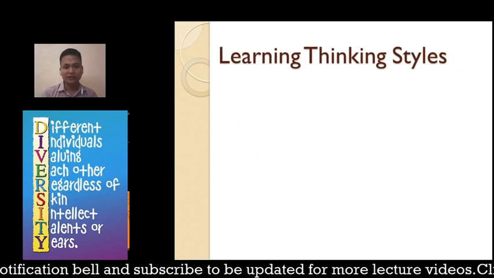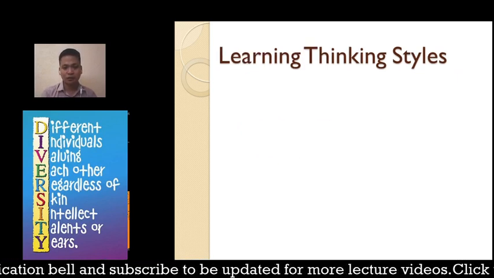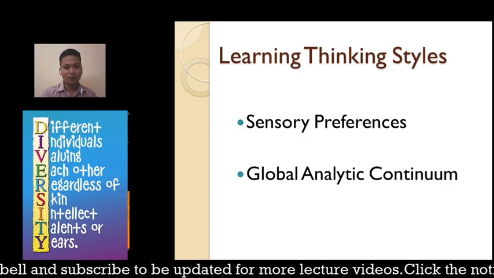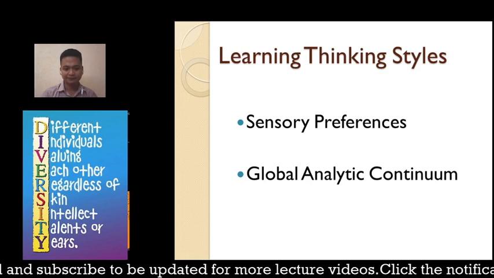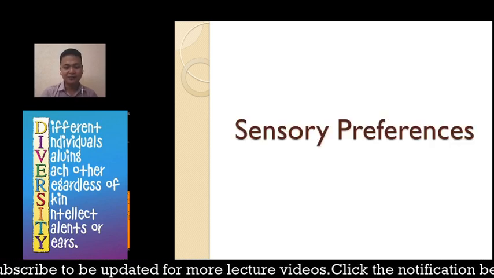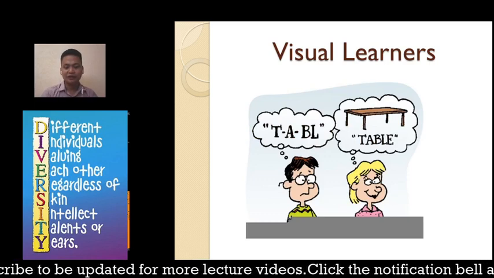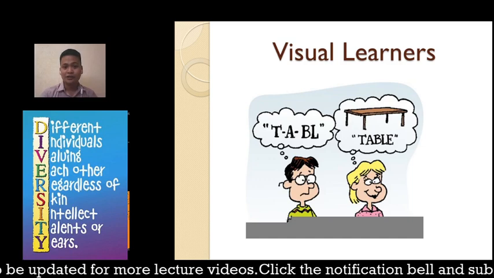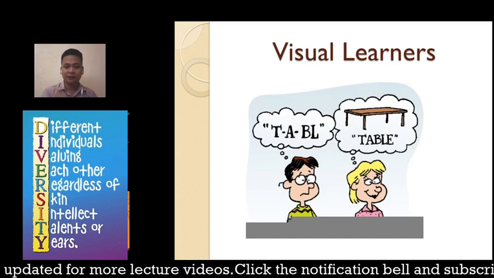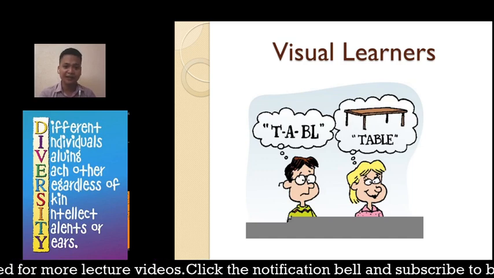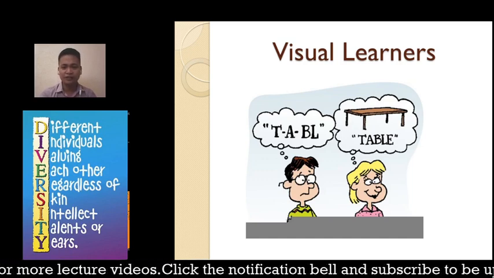So, learning and thinking styles are categorized into two. We have sensory preferences and the global analytic continuum. Under sensory preferences, we have the visual learners. Some of you might be like this as well. Some of you might be visual learners. All right, so who are the visual learners?